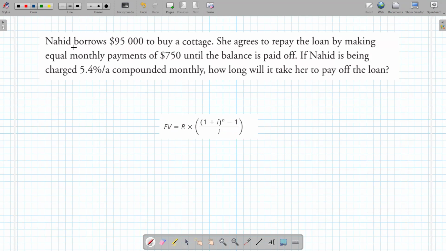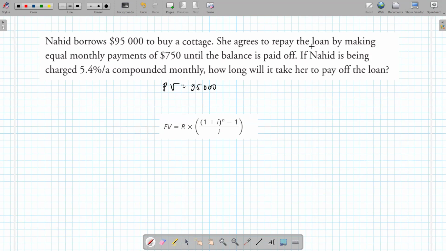So this individual borrows 95,000 to buy a cottage. Now think about this. Is this present value or is this future value? Present. Yeah, so this is the amount that he borrowed today. So the interest is going to start accumulating from today. That's going to be your present value. So this is going to be 95,000.